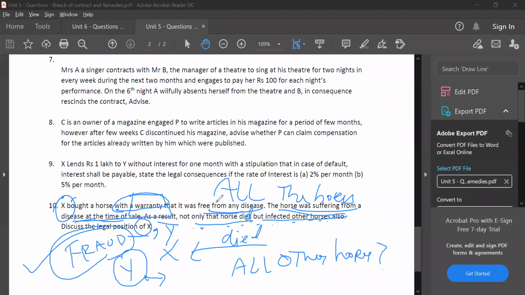You can claim damages. There should be intention to deceive. I am selling it with an intention to cheat you. For example, I am selling a pen. I know this pen will not write. It is not working. But still I am selling it to you thinking you will not come back to me. That becomes a fraud. Okay, sir. Thank you so much.